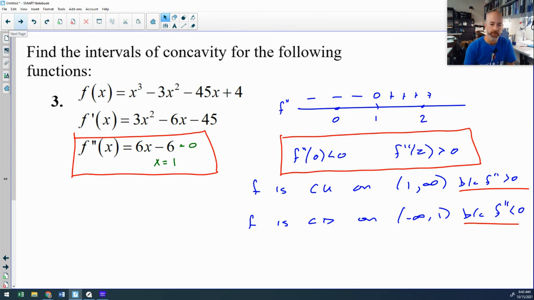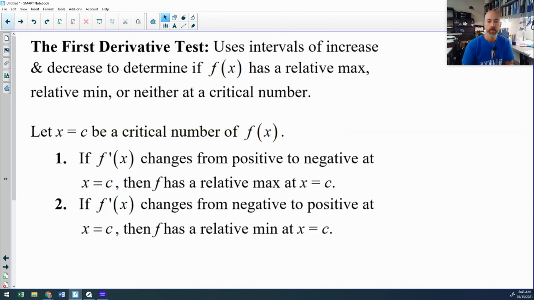I'm not going to do any more of those because it really is the same as intervals of increase and decrease. You just have the extra step of finding the second derivative after finding the first. So let's talk about the first derivative test, and that is a method where you use the intervals of increase and decrease to determine if your function has a relative max or a relative min, or neither, at a critical number. And so for the first derivative test and the second derivative test, your first task will be to find critical numbers.